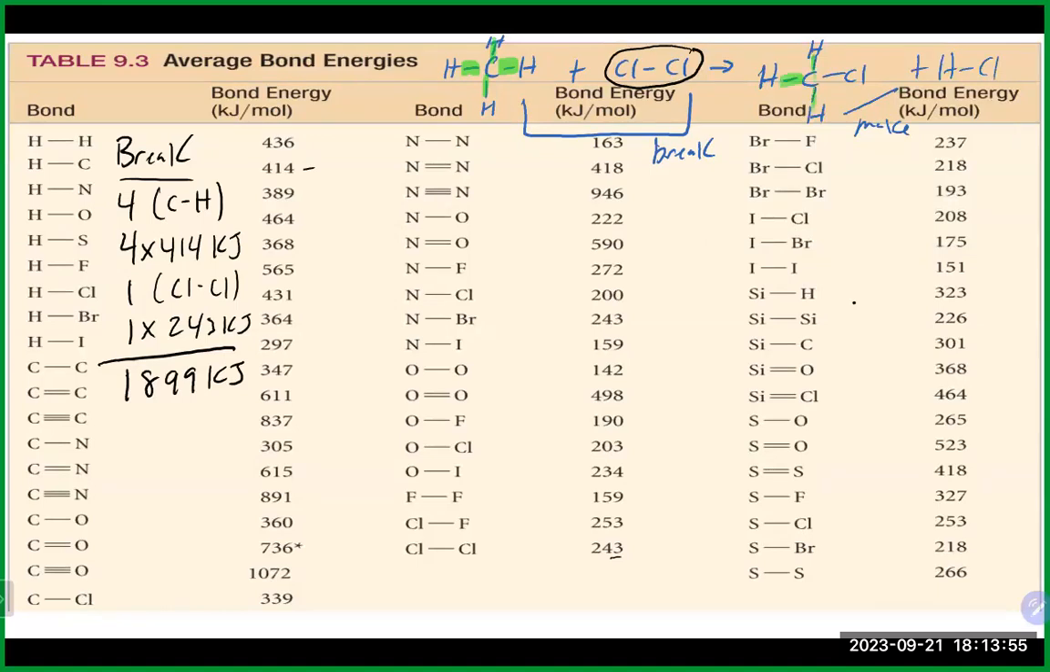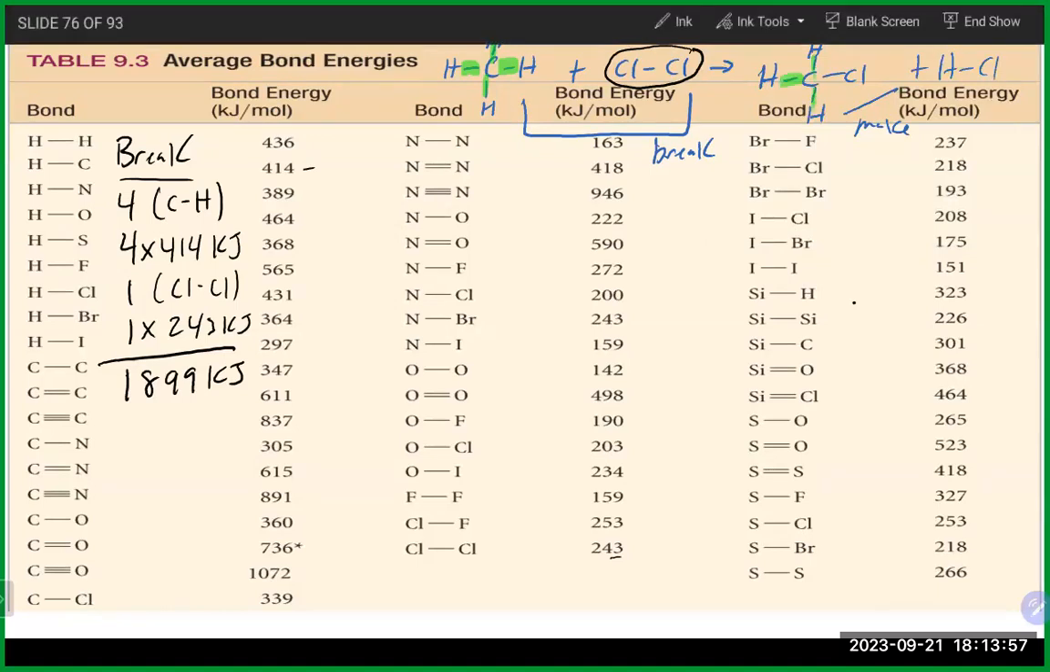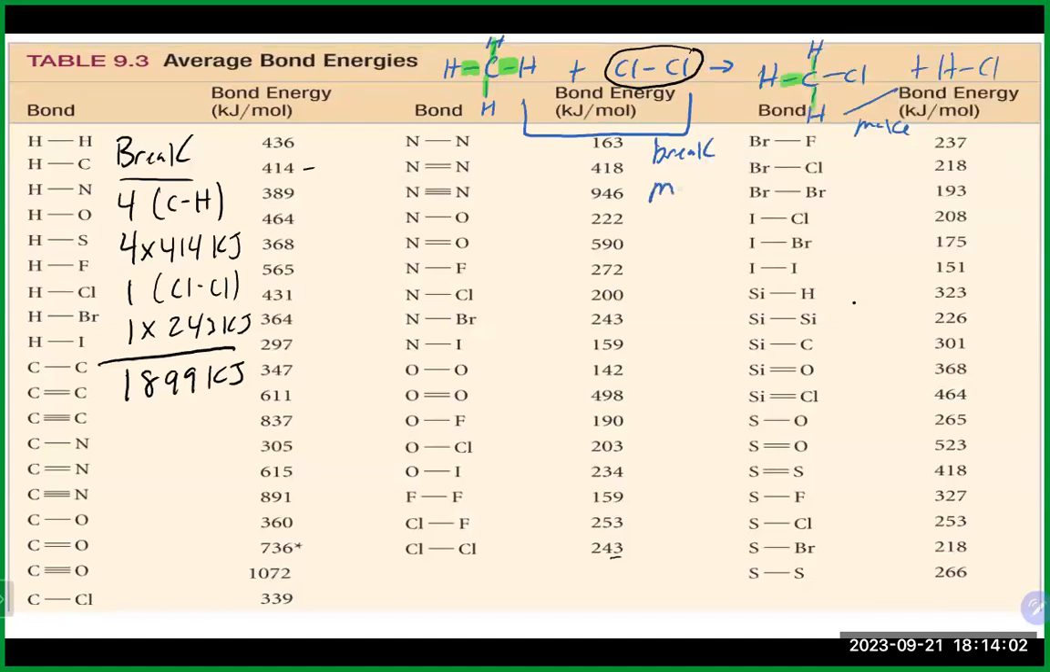carbon hydrogen bonds. So we can now keep track of what we're making on the other side. So on the other side here, we are going to make three of the carbon hydrogen single bonds. So that's the same energy. So 3 × 414.